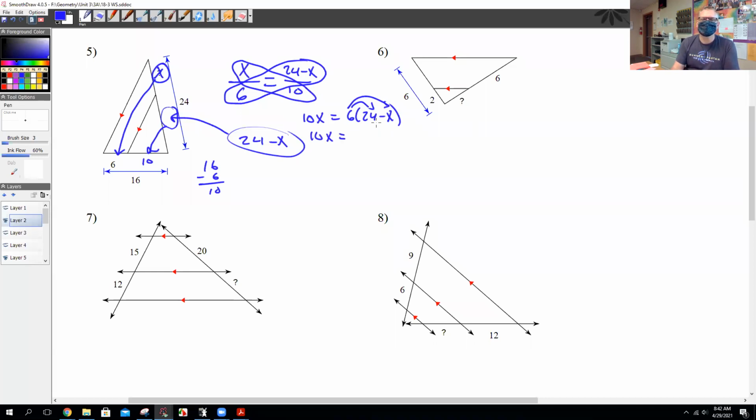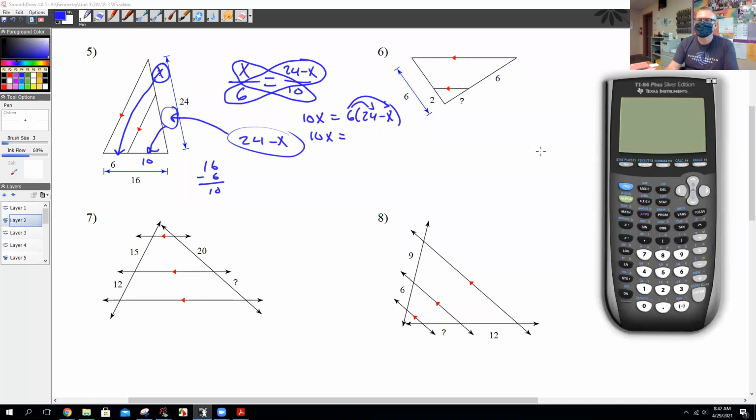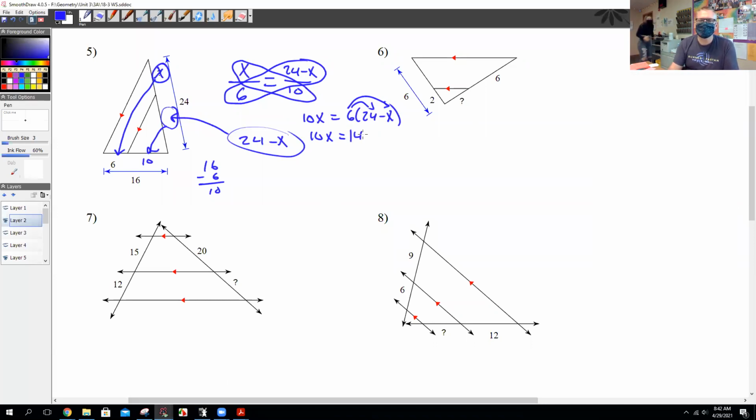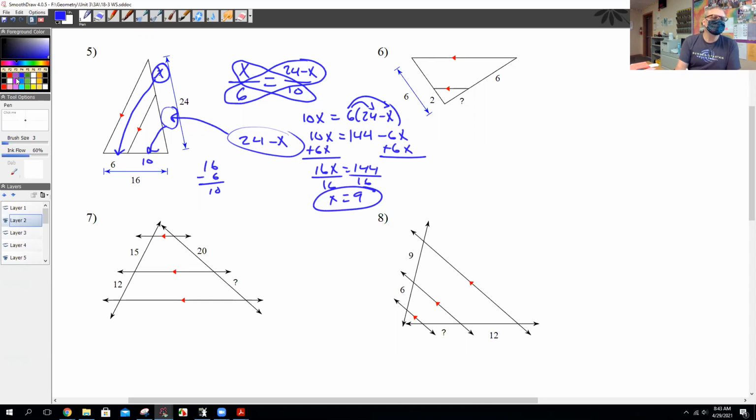10x equals 6 times 24, 144, minus 6x. Let's see, let's add 6x to both sides. 16x is 144. Divide both sides by 16. And what do you get? 9? Okay, so we can do it that way.